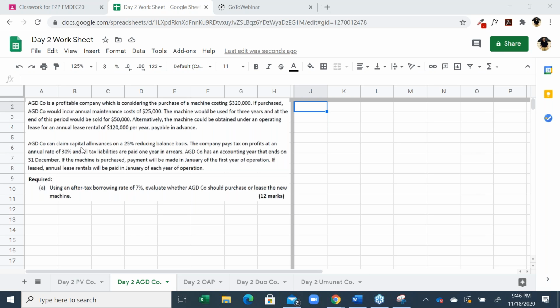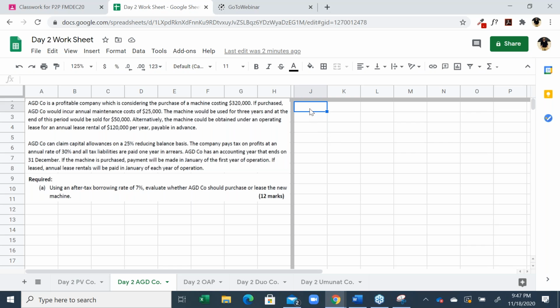And the tax allowable depreciation is 25%, reducing balance, and tax is paid at the rate of 30%, and the tax is paid in arrears. And AGD company has an accounting year that ends on 31st December. Okay. If the machine is purchased, payment will be made in January of the first year of operation. If leased, annual lease rental will be paid in January of each year of operation. Borrowing rate is 7%, and we should evaluate whether we should buy the asset or not.